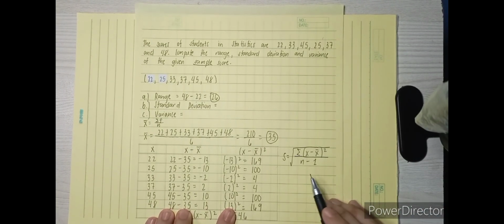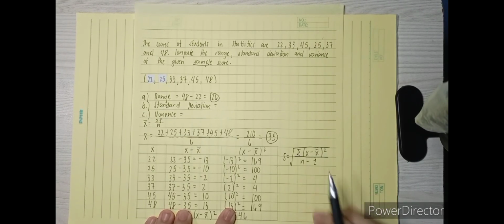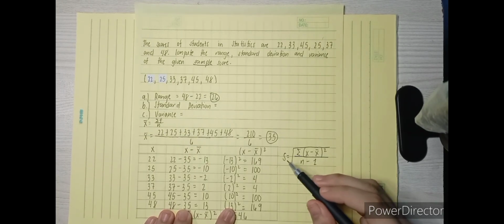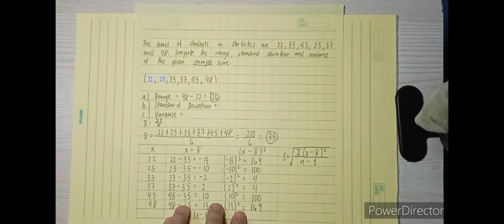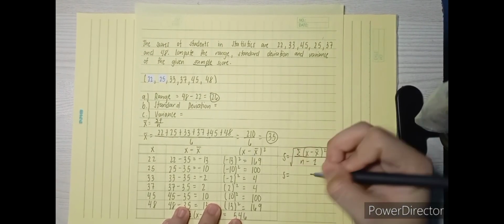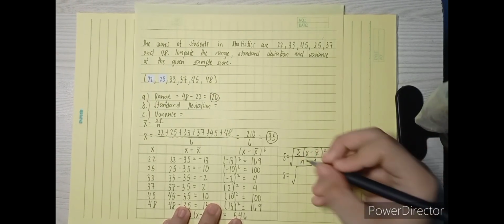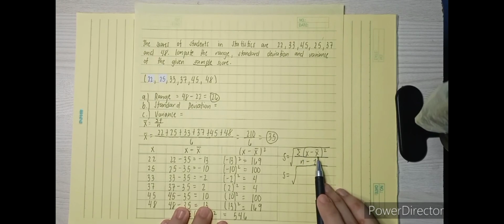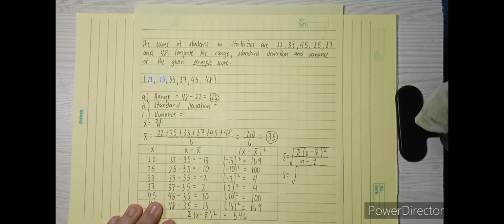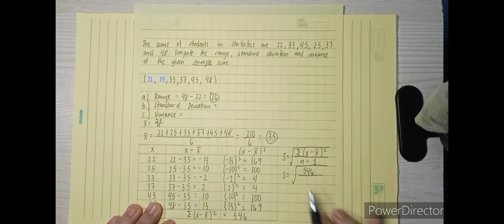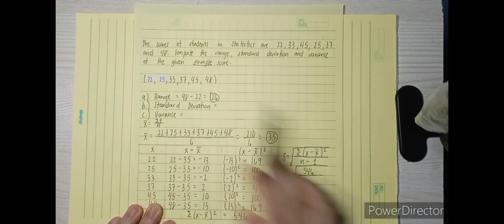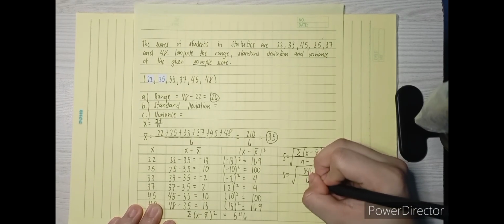Ang formula ng sample sa standard deviation ay S is equals to square root of summation of x minus x bar raised to 2 over n minus 1. So, S is equals to square root of summation of x minus x bar squared, ito, 546. And our n is kung ilan ang ating data sample. So, 6.